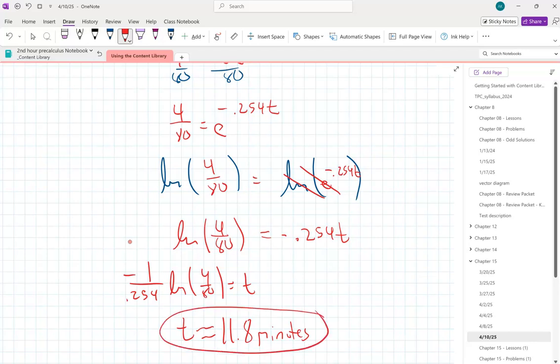And there you go. So on any of these cooling problems, if you're not given a k, that's probably your first order of business: figure out what the k is. And then we'll go ahead and answer the core part of our question.